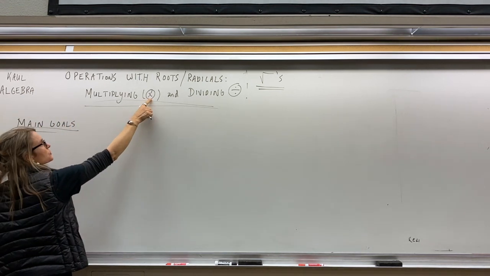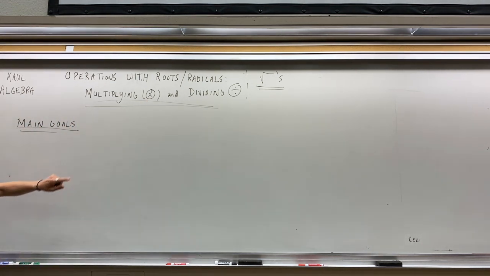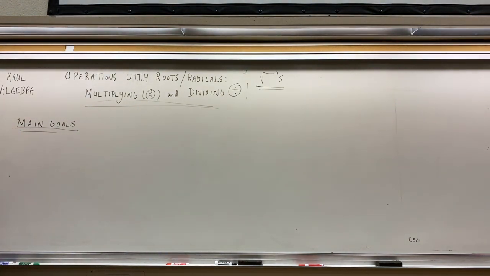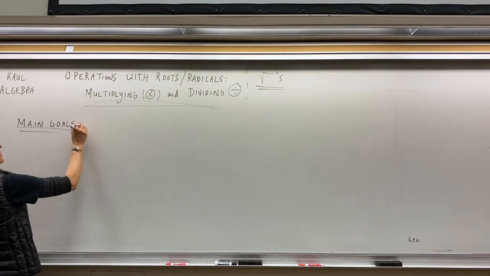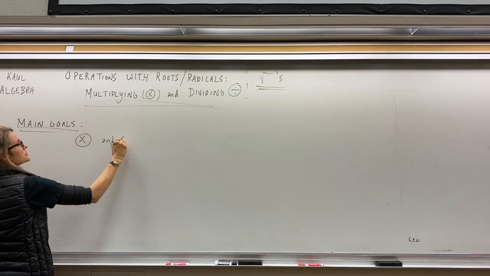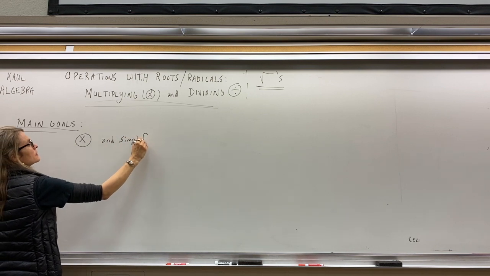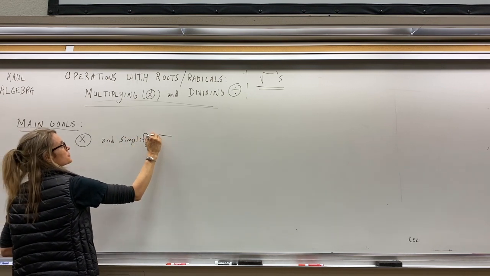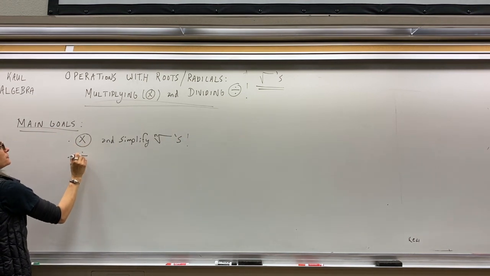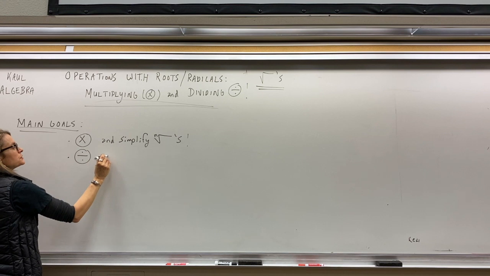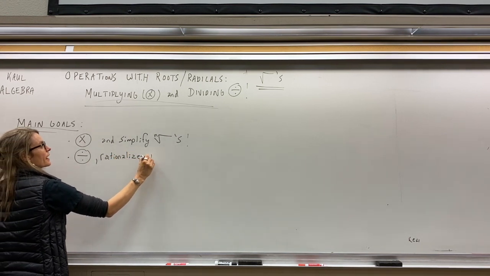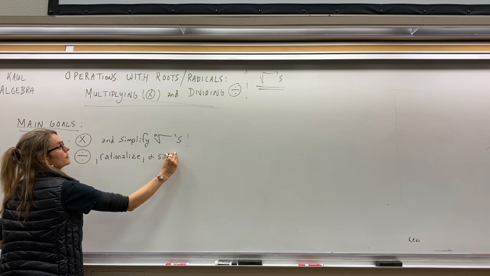And I use a little short way of saying multiplication. We use a symbol, the X with the circle around it, to indicate multiplication. So our main goals is to multiply and simplify different roots. And we want to divide, do something called rationalize, and simplify when possible.